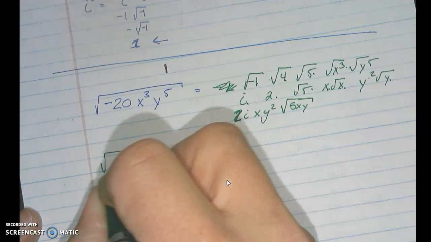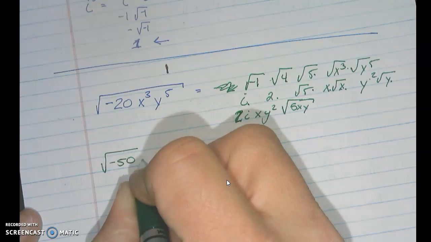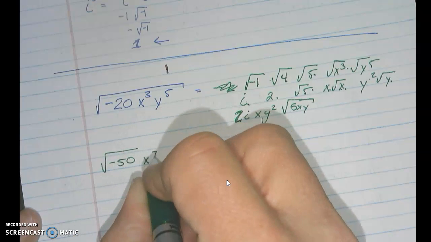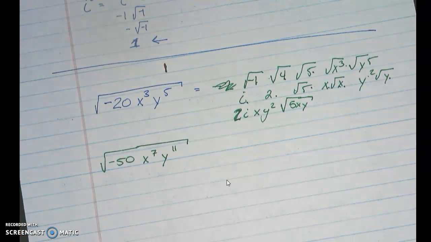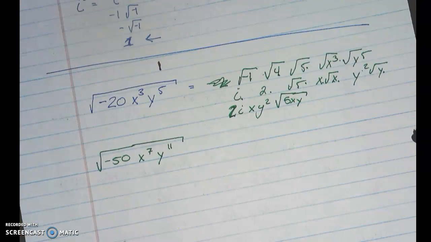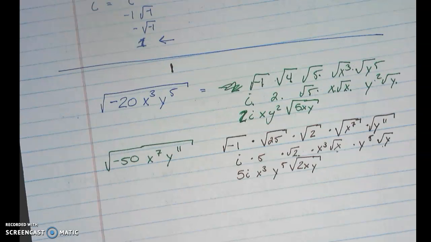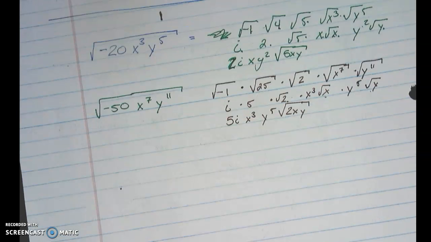Square root of -50 x to the 7th y to the 11th. Let's do that one. Is that enough time for you? Okay. Here is my answer: 5i x cubed y to the 5th power times the square root of 2xy.